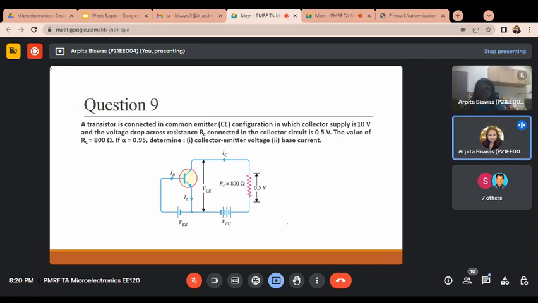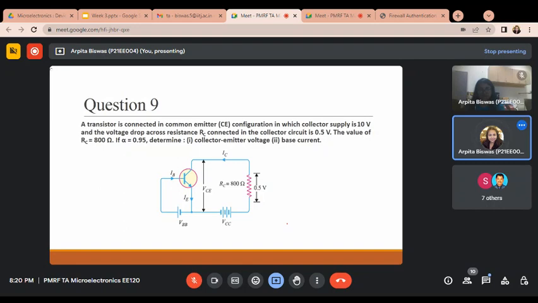The transistor is connected in a common emitter configuration in which the collector supply is 10 volt and the voltage drop across the resistance RC connected in the collector circuit is 0.5 volt. The value of RC is given, which is 800, and the alpha value is given. So calculate the collector emitter voltage and the base current. Same way you have to do. At first calculate the IC value and then calculate the VC value.